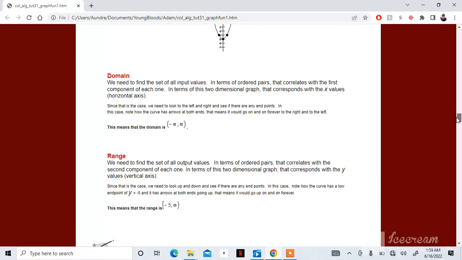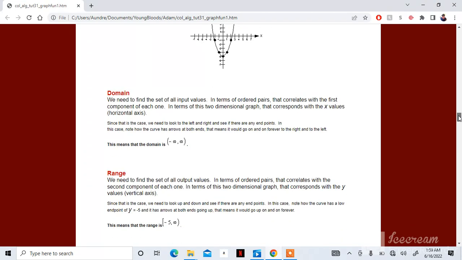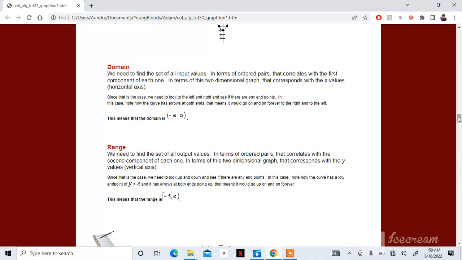There's a whole picture I could show, but I can't afford the internet right now, so we're just going to have to do that later. Alright, domain. We need to find the set of all input values. And remember, the domain's just the first thing.